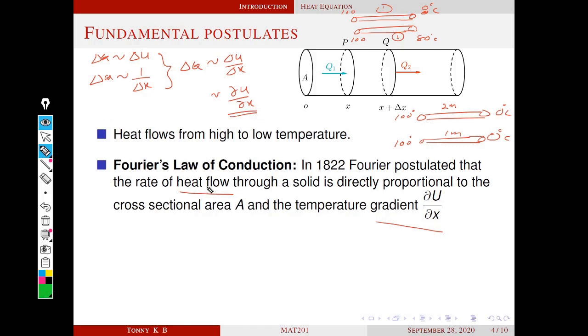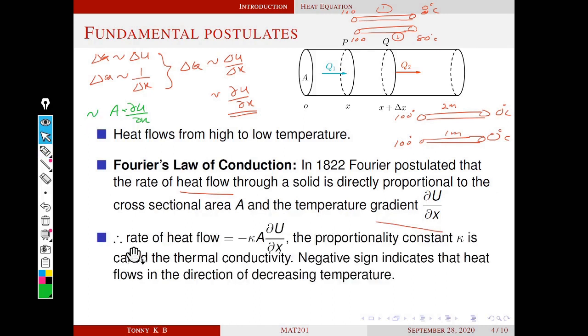One is that the rate of heat flow is proportional to the cross-sectional area, and the other is that it is proportional to the temperature gradient. So combining these two, the rate of heat flow is proportional to the cross-sectional area times the gradient. To remove this proportionality sign, we use a proportionality constant. Therefore, the rate of heat flow is equal to kappa times A times partial du by dx. This kappa is called the thermal conductivity of the material. This proportionality constant depends on the material.